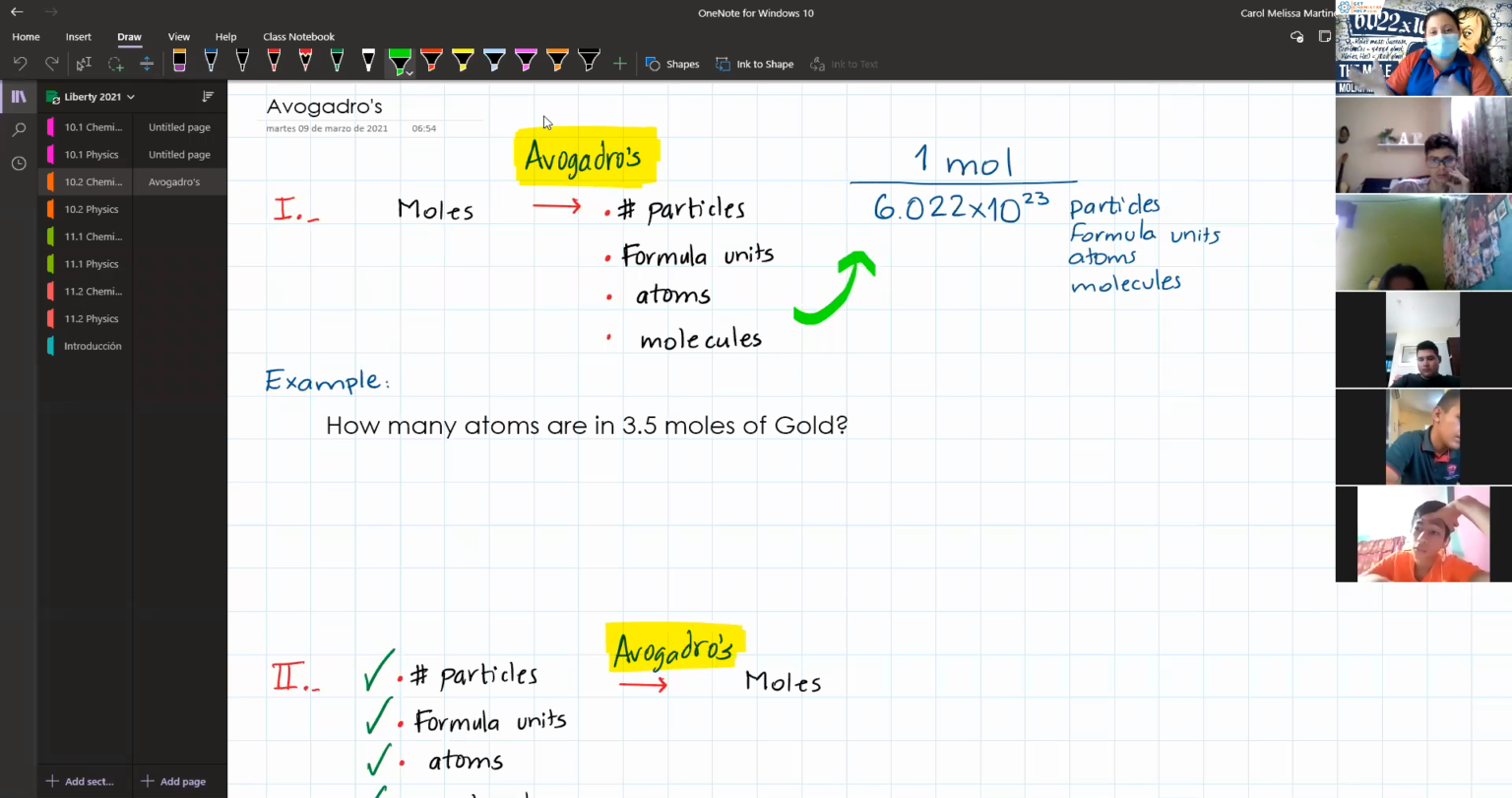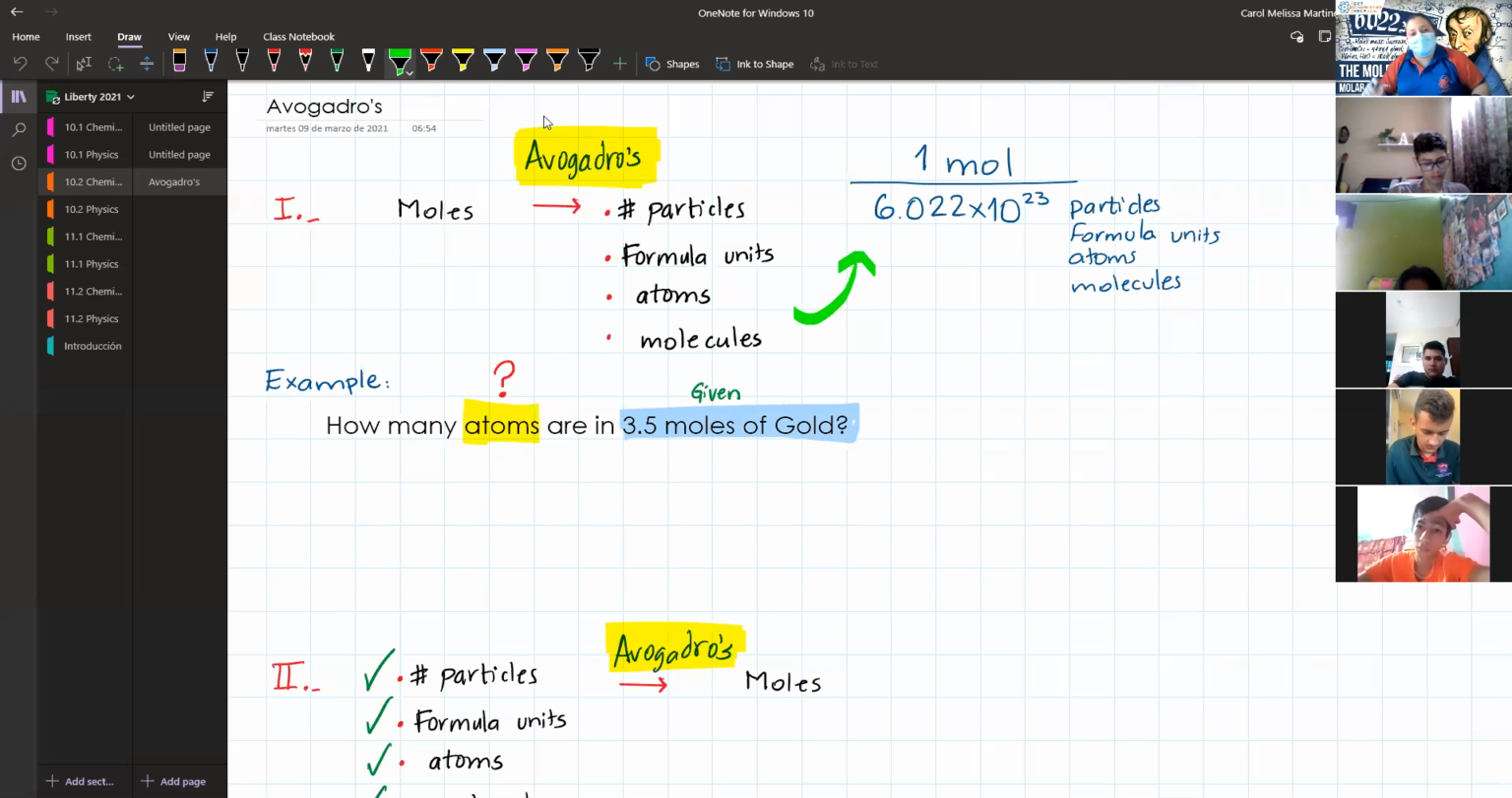So you have to relate given and unknown. The problem is asking me to find how many atoms. So atoms is what I'm going to look for, which means that this is going to be my unknown. But the problem is giving me a tool to solve it. That is the number of moles. It says how many atoms are where? Well, in 3.5 moles of gold. So the 3.5 moles of gold is going to be known as the given, okay? It is the given or the known.